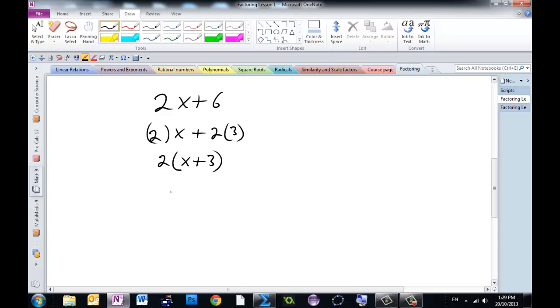For example, 4a minus 4. You can see both terms have a common factor of 4, and we can factor it like this: 4 times a minus 4 times 1. And now we can divide out the common factor of 4 to get 4 times a minus 1.